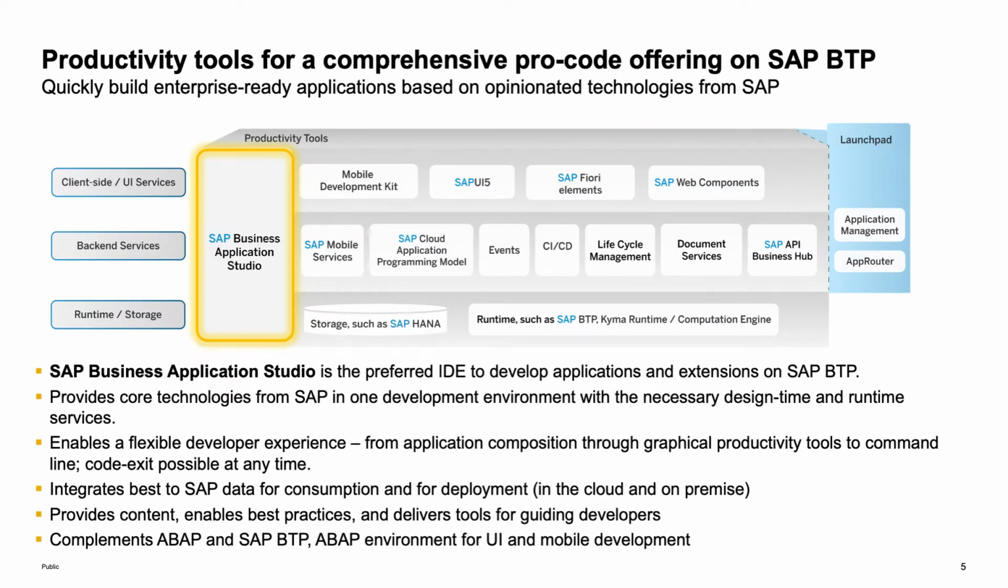SAP Business Application Studio aims to provide the highest productivity for the professional developer on SAP Business Technology Platform. It aims to harmonize the different SAP opinionated technologies for your end-to-end development experience, like the SAP UI5, the mobile development kit, Fiori elements, CI/CD, events, SAP HANA, and the different runtime components, all tailored for an end-to-end development experience harmonized in SAP Business Application Studio.